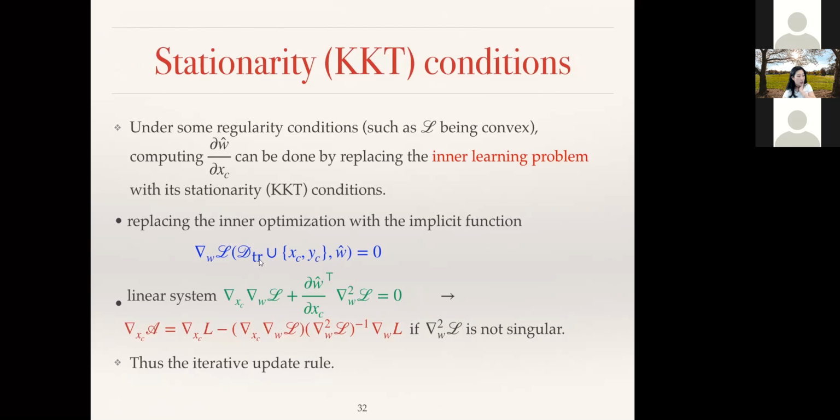From here, what I'm really doing is taking an extra gradient with respect to xc, and it's still going to be 0. So what I mean is that the left-hand side and the right-hand side are both taking an extra gradient with respect to xc. And this will give you this linear system here.